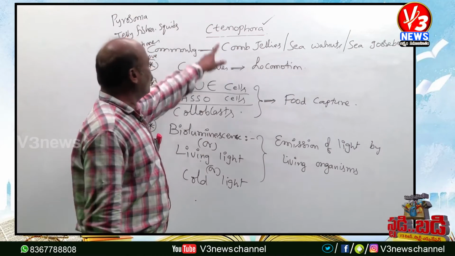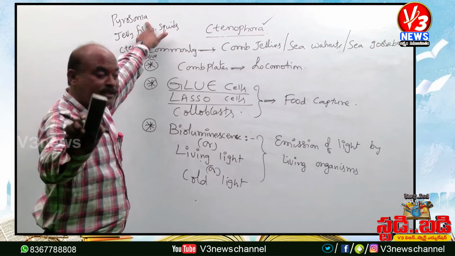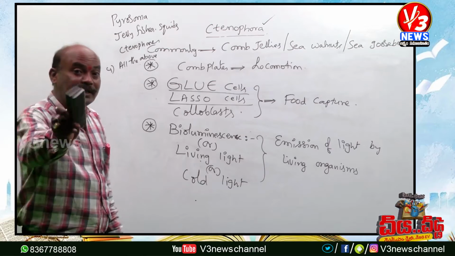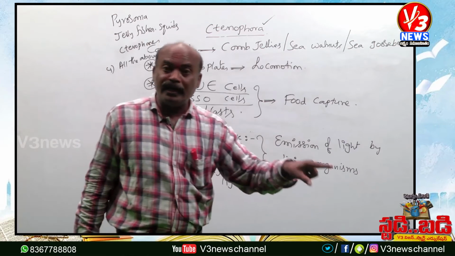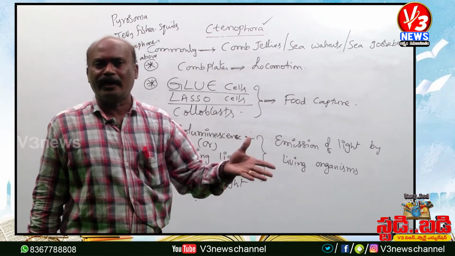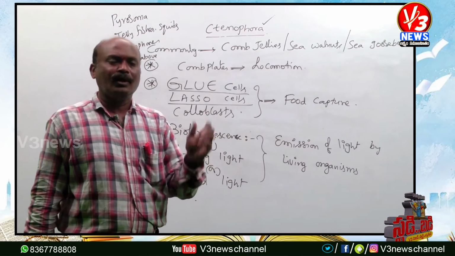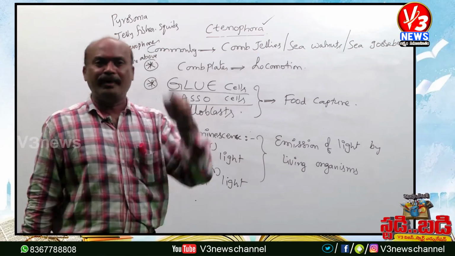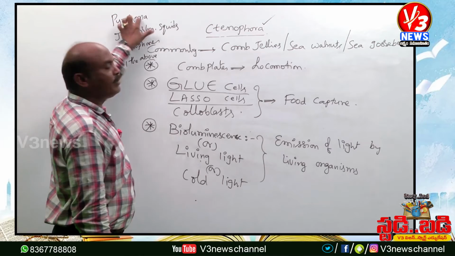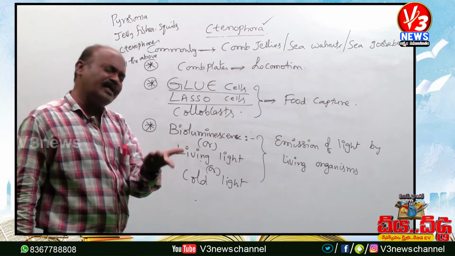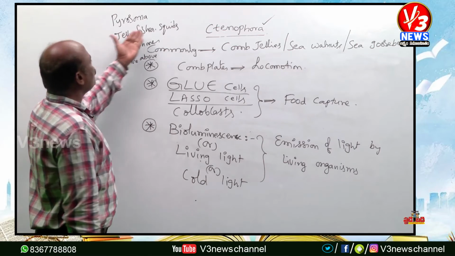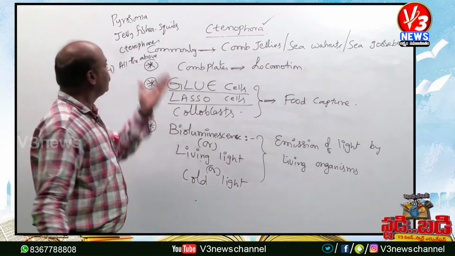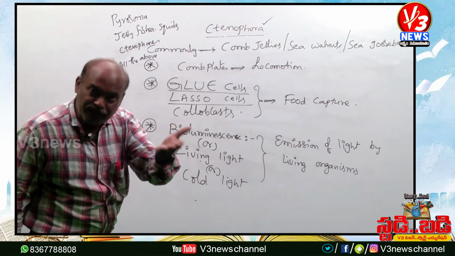Not only the ctenophores, pyrosoma also exhibits bioluminescence. What is pyrosoma? It is one urochordate. Yes, the chordata phylum is classified into 3 subphyla: urochordata, cephalochordata, vertebrata. So, here pyrosoma is one urochordate, otherwise called a tunicate. Then coming to jellyfishes, cnidarians, Aurelia, Rhizostoma, they are jellyfishes, and squids, one type of molluscans.